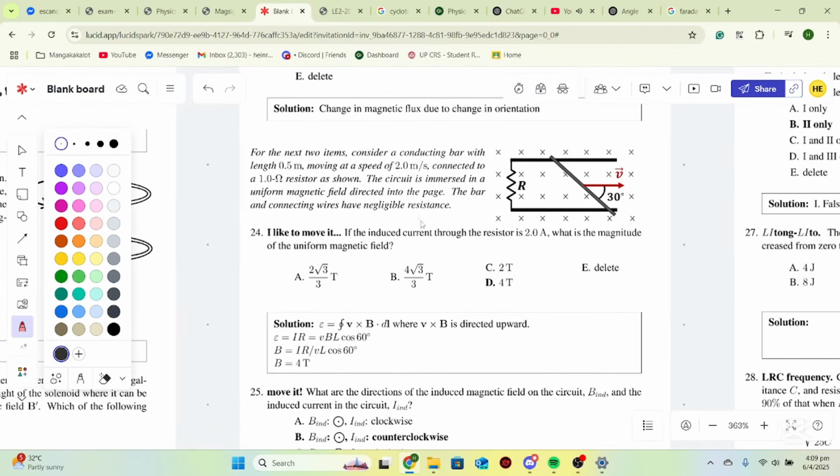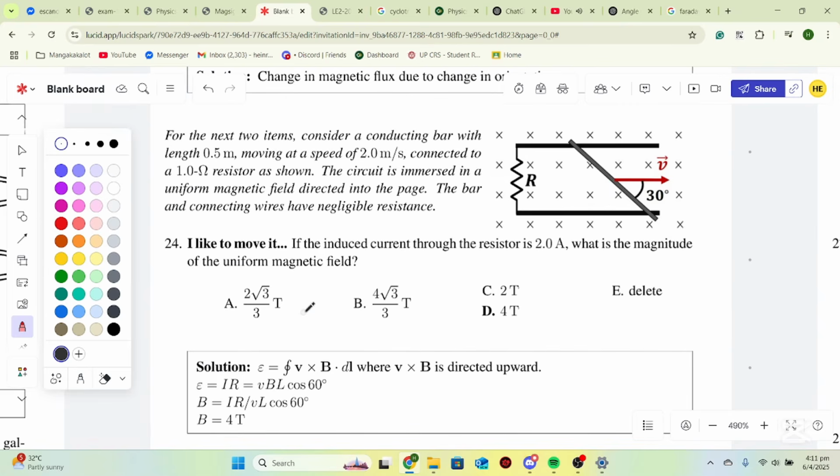Okay, for the next two items, consider a conducting bar with length 0.5 moving at 2 meters per second connected to a 1 ohm resistor as shown. The circuit is immersed in a uniform magnetic field pointed into the page. The bar and connecting wires have negligible resistance. So for number 24, if the induced current through the resistor is 2 amperes, what is the magnitude of the uniform magnetic field? We'll be using two equations. E equals IR, and E equals VBL cosine 60.